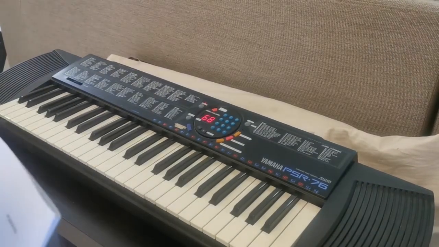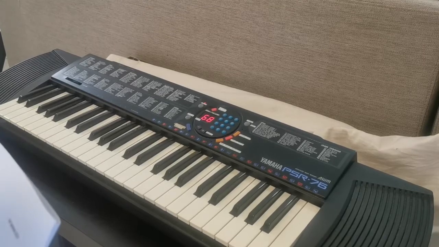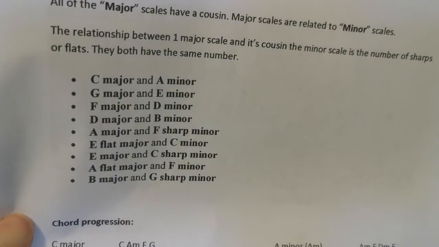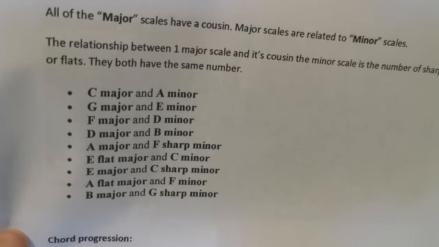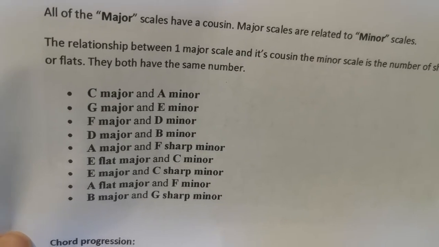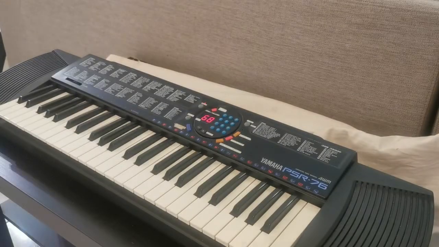Okay, so when we continue talking about major and minor scales, you can refer to this. Like C major, the cousin is A minor; G major, the cousin is E minor, and so on. And normally for the chord progression, like I was saying, there are 4 basic chords for every key. So for example, C major.